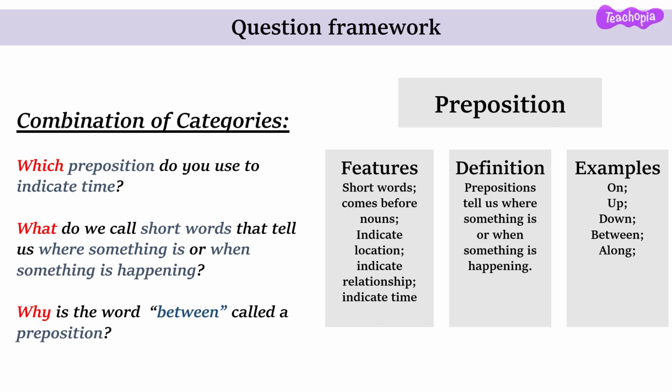Which preposition do you use to indicate time? Now, this is a combination of the definition category and the answer will be from the examples category. What do we call short words that tell us where something is or when something happens? Now, this is a combination of the features category and the definition category. Why is the word between called a preposition? Now, this is a combination of the features category and the examples category.